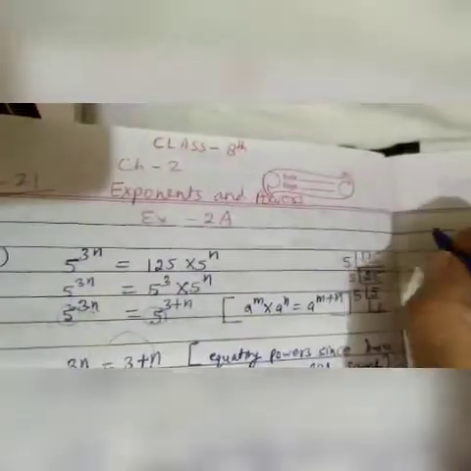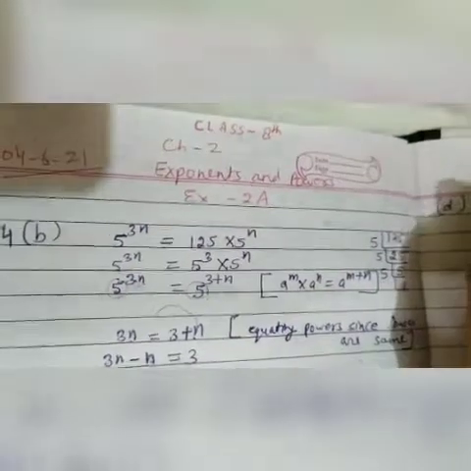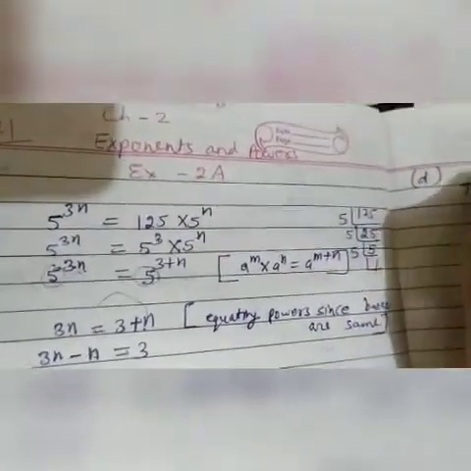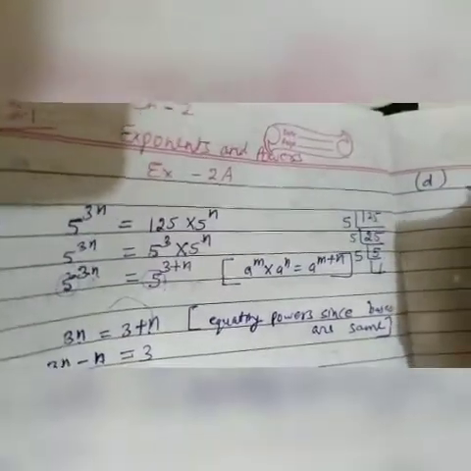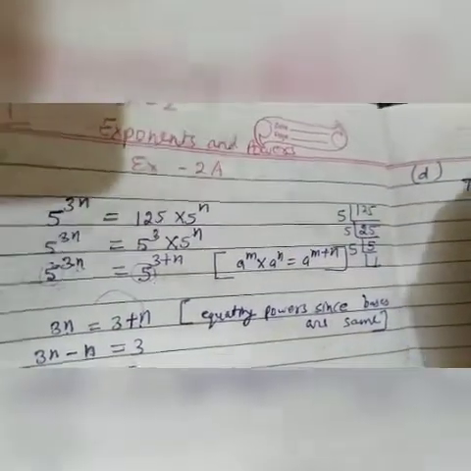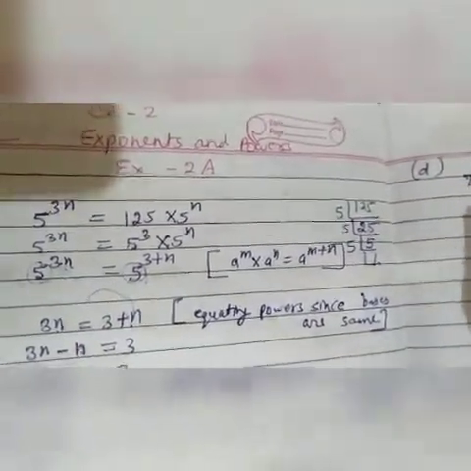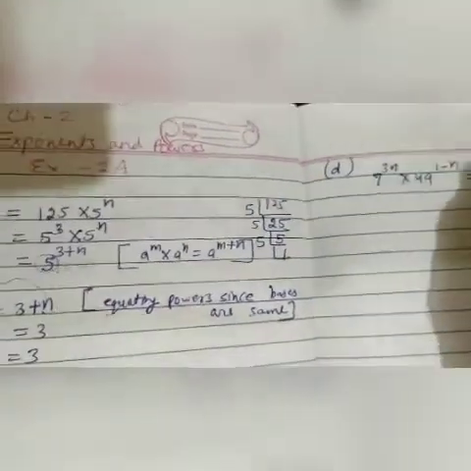Now come to its d part. D part is 7 power 3n into 49 power 1 minus n is equal 343. See this question.